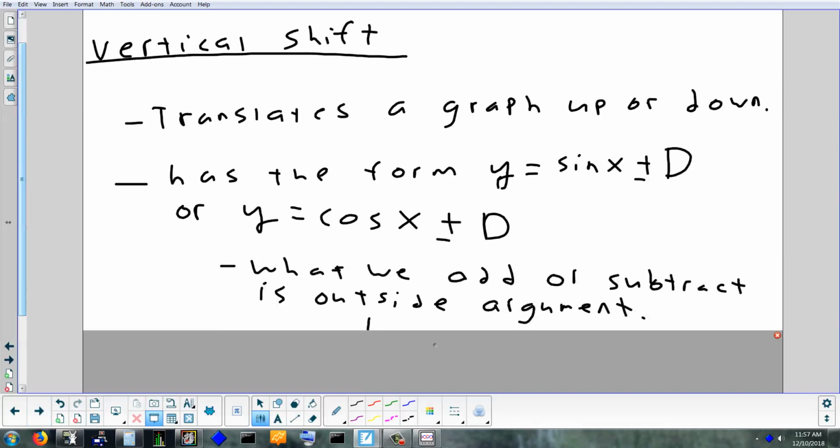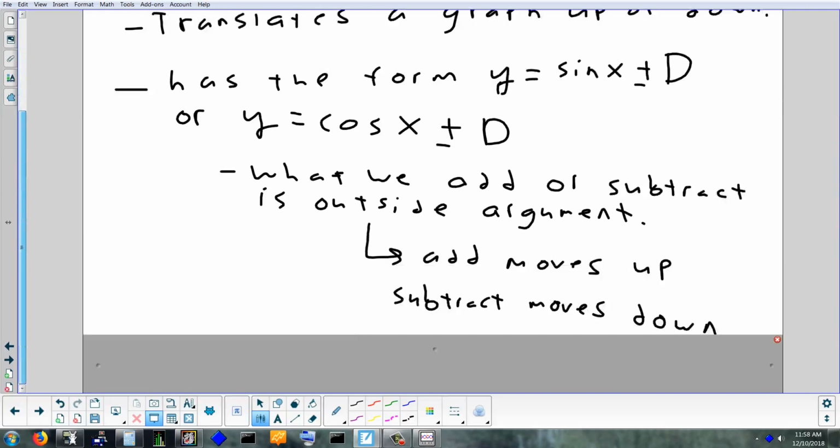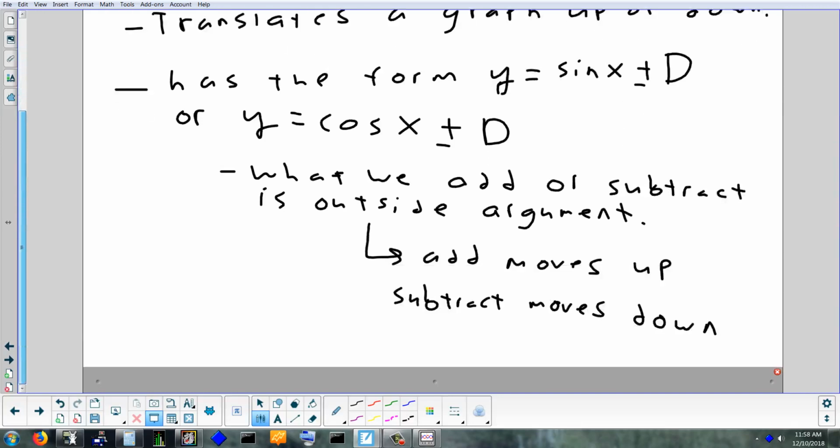A phase shift, you've got to put parentheses around the letter and what you're adding or subtracting. This will not have parentheses around the letter and what I'm adding or subtracting. It could be plus or minus on either sine or cosine. And don't do the opposite. Add moves it up, minus moves it down. Don't do the opposite.